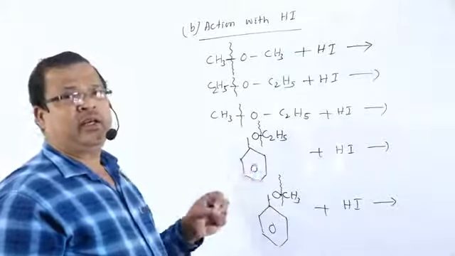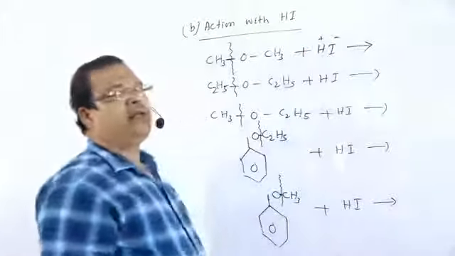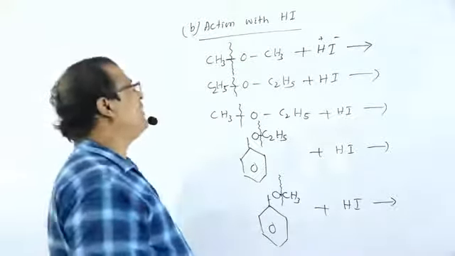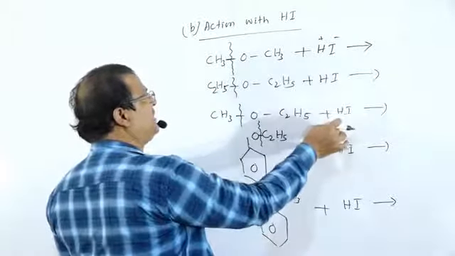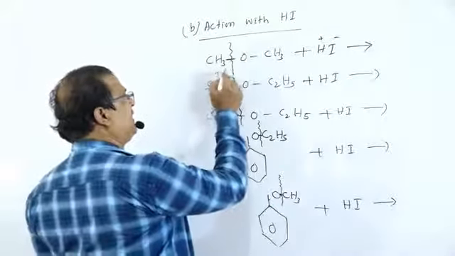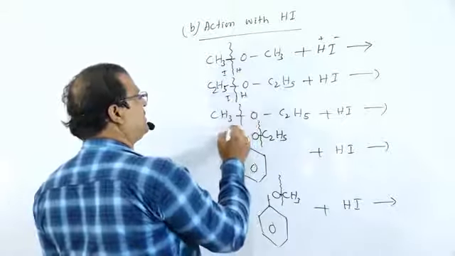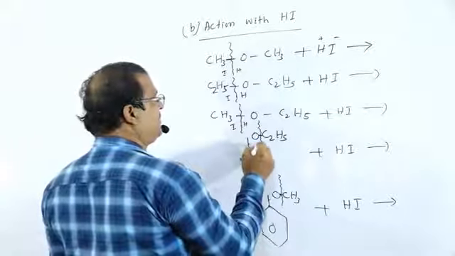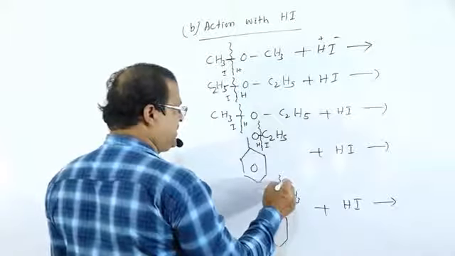HI is H plus and I minus. The I minus is added to that part which contains fewer carbon atoms, that is the less carbon-containing species. So there is the formation of H and I parts.